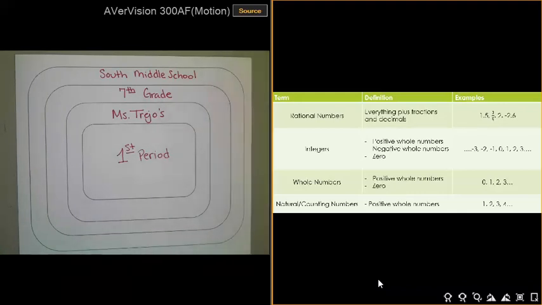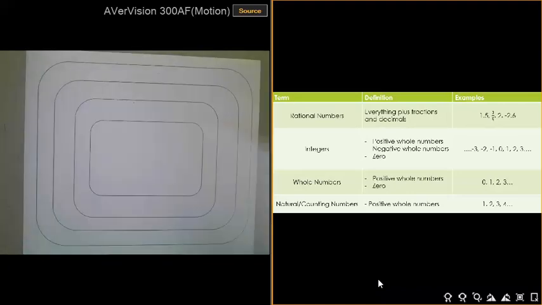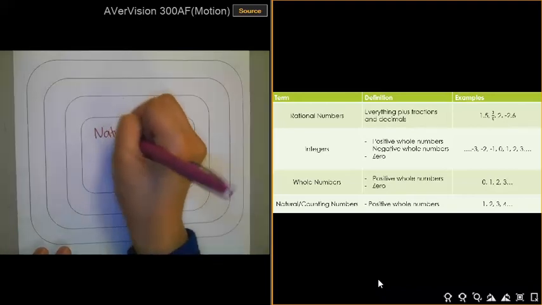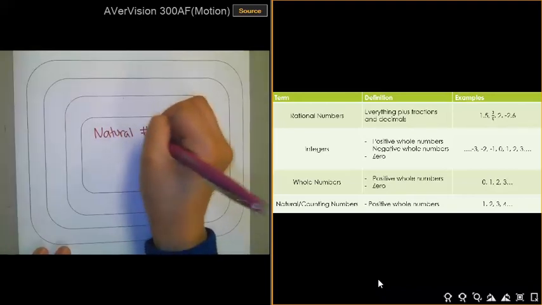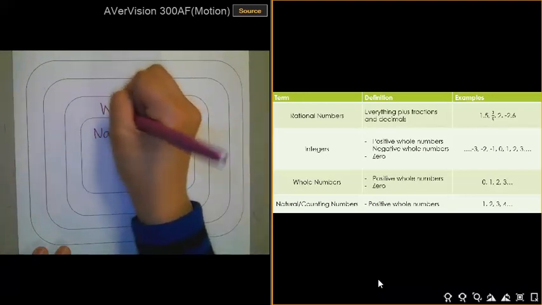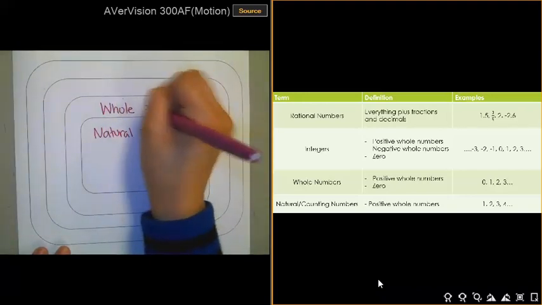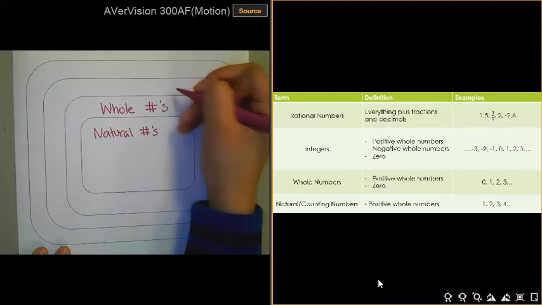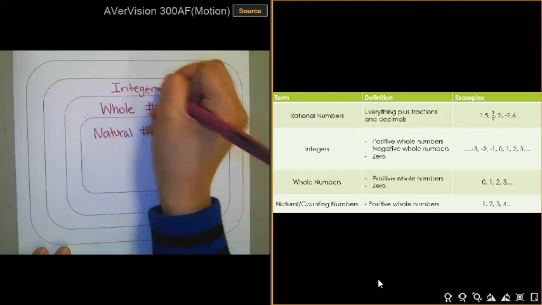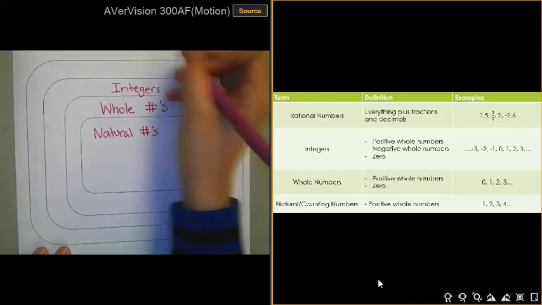So let's look at what we're specifically talking about, which is rational numbers, integers, whole numbers, and natural numbers. For natural numbers, we'll start off with those. That one is going to go in the middle. So natural numbers. Then from natural, whole numbers, because all natural numbers are whole numbers. All whole numbers are going to be integers. And all integers are rational numbers.